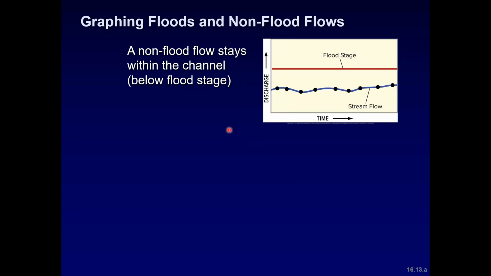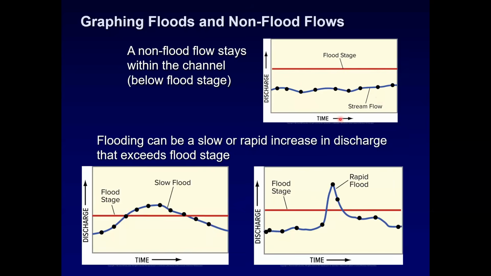Remember that a non-flood flow stays within the channel below flood stage. Here's flood stage. We're not flooding here. We just got stream flow as such. Flooding can be a slow or a rapid increase in the discharge. The only thing is that it must exceed what we denote as the flood stage. So this one is slow and gentle. This one is rapid. If this time is in days, this one is like a flash flood. If it's in months, then this could have been depicting quick and high snow melt.